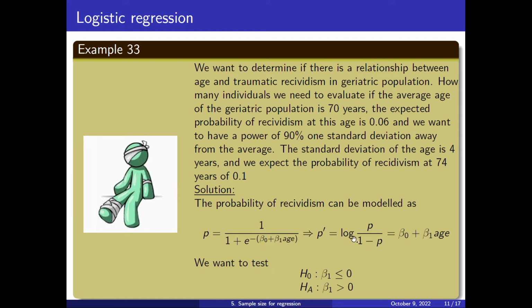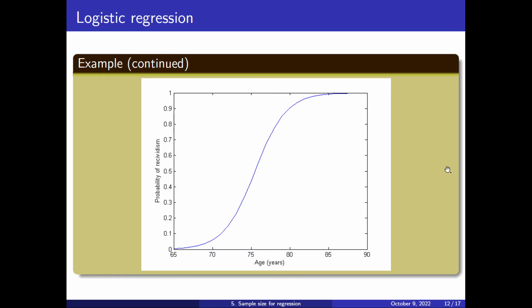And then if we want to detect whether there is a relationship between the probability of falling and the age, how many samples do we need to determine that relationship? And we want to have a power of 90% if the probability of falling again goes beyond 0.1 at 74 years old. Okay, so this is how the probability of recidivism looks like.